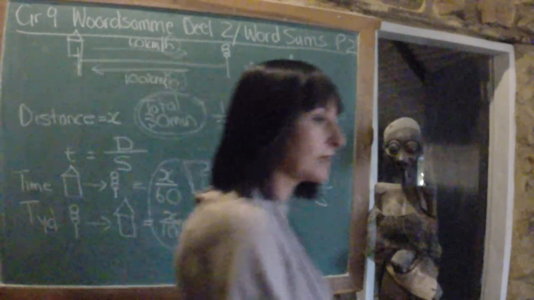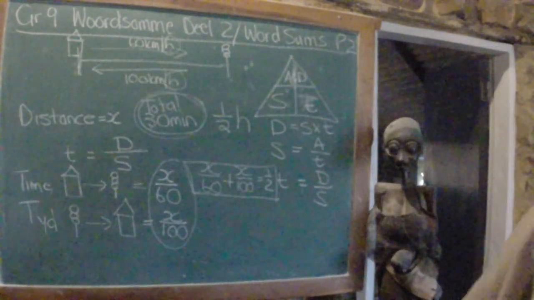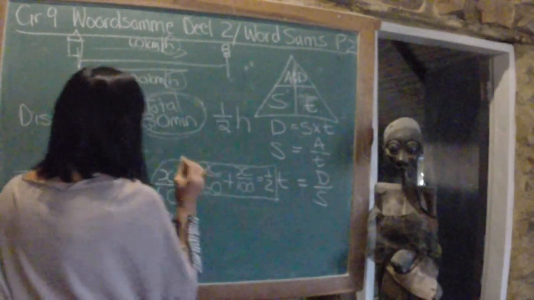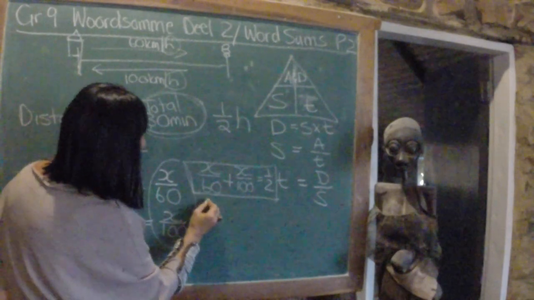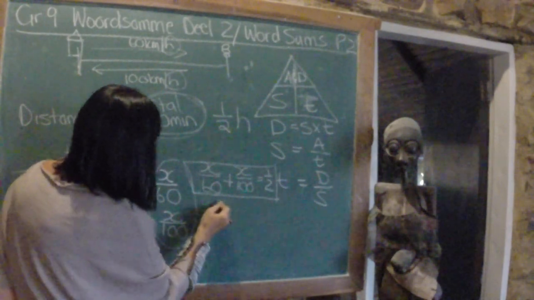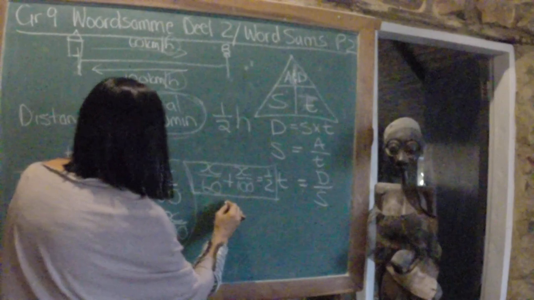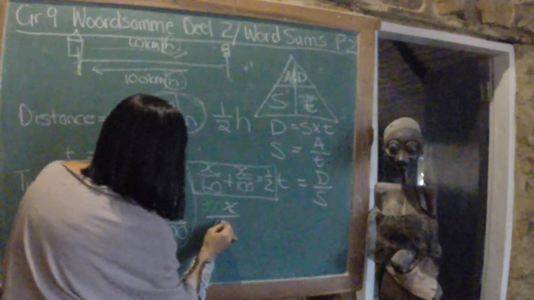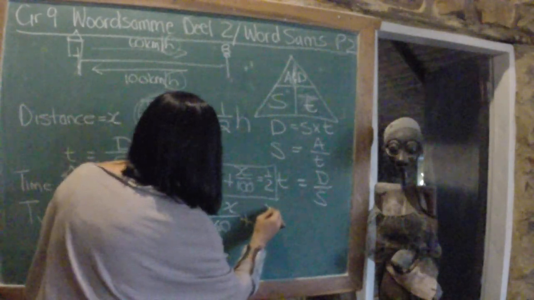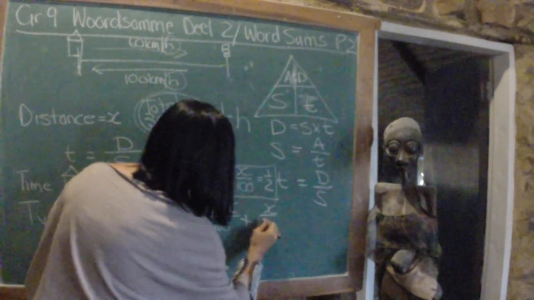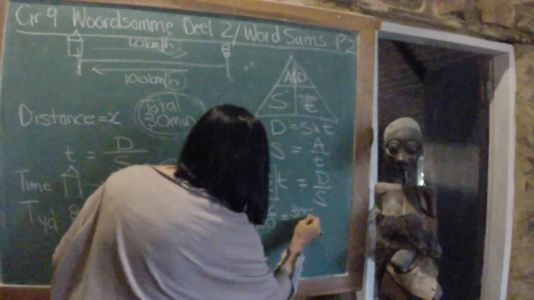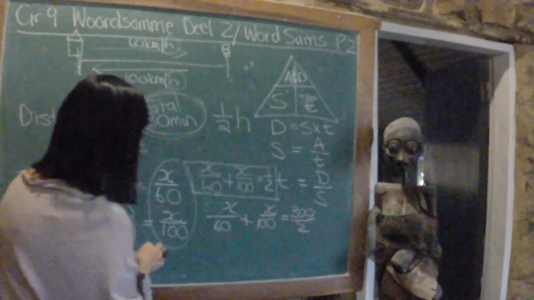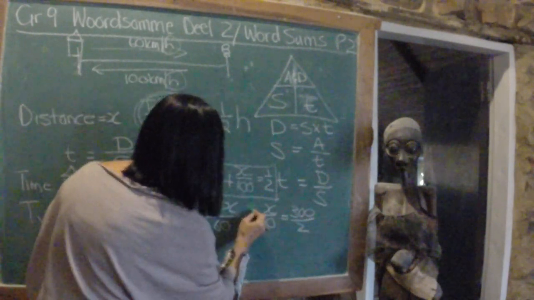Kan julle onthou, ons het dit ook geoefen. Ons gaan dwarsdeur maal met 300, want dit is my KGV. So kom ons gaan sê, multiply with 300 over there. We multiply with 300 over there. And we multiply with 300 over there. 300 times 1 gives you 300. We've got a 300 over there.